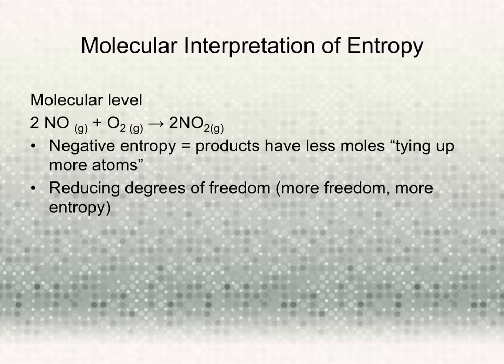The next bullet point says reducing the degrees of freedom, meaning more freedom and more entropy. So if you have more freedom or more molecules able to move about, you're going to have a higher entropy value. So you're going to be able to look at reactions like this and analyze in your brain, okay, how many molecules are there, or how many moles, how many particles do I have floating around, and you're going to need to be able to rationalize whether something is spontaneous or not, meaning whether it has a positive S or a negative S value.